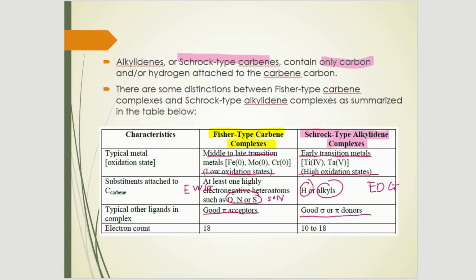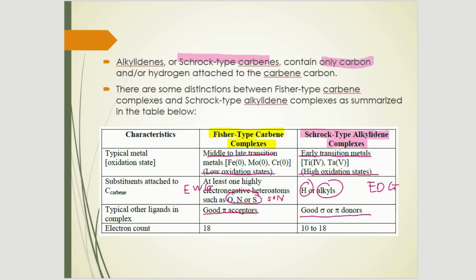For alkylidene or Schrock type carbene, only carbon or hydrogen is attached to the carbene carbon. If a different compound or molecule is attached to the carbon, there are possibly two types of properties for each of the complexes. There are some distinctions between Fischer carbene complexes and Schrock type alkylidene complexes, as you can see from the table.